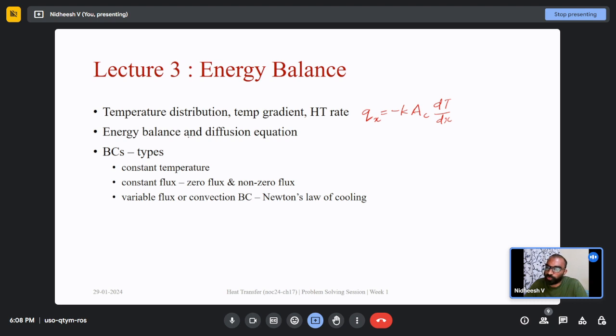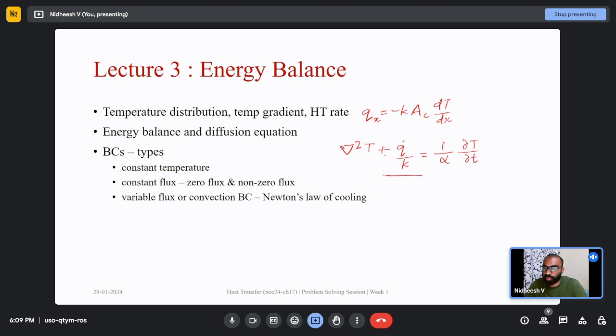Then we talked about energy balance and the diffusion equation. I think we derived, taking an infinitesimally small volume, the diffusion equation, which turned out to be something like this: del square T, which is the Laplacian operator, plus the heat generation term per unit volume divided by thermal conductivity, is equal to 1 by alpha, which is thermal diffusivity, times the time variation of temperature, right? Then we need to use different boundary conditions to solve this diffusion equation. This equation we will refer to as the diffusion equation.